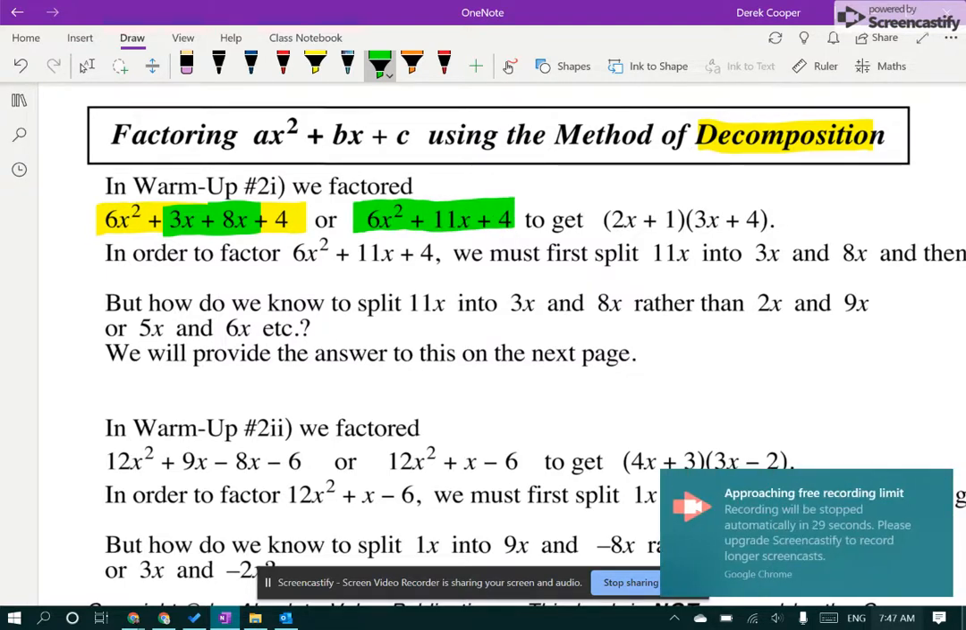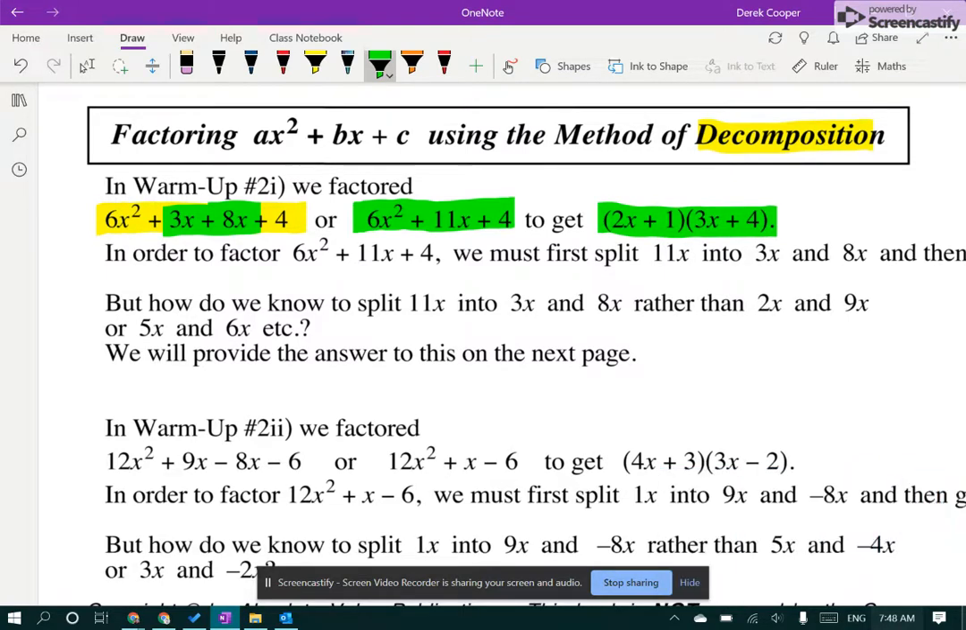And we got this. Okay, so I'm going to continue this in the next video. We'll pick up right where we left off. All right, so hang tight.